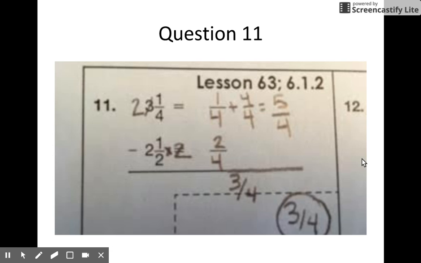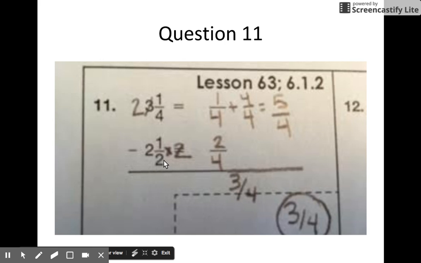Question 11. We're going to take 3 1/4 minus 2 1/2. Again, you cannot add or subtract fractions without common denominators. So first you must find common denominators. In this question, the common denominator is 4. On the top, the denominator is already 4, so you do not have to change the numerator.